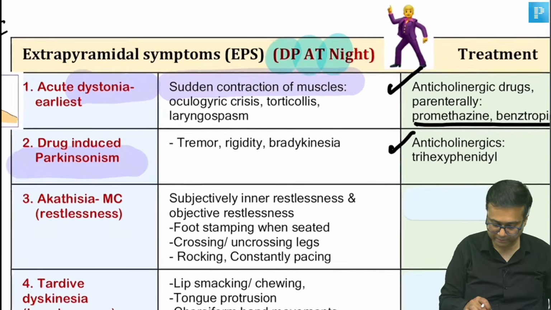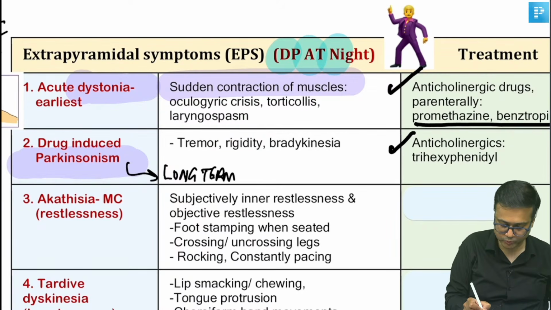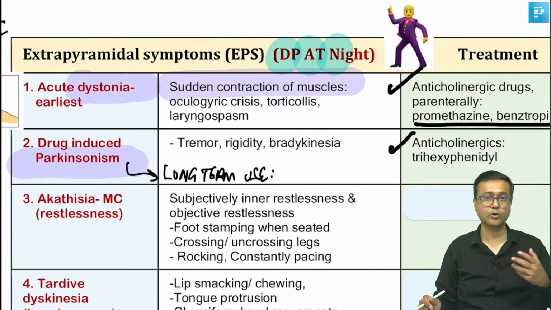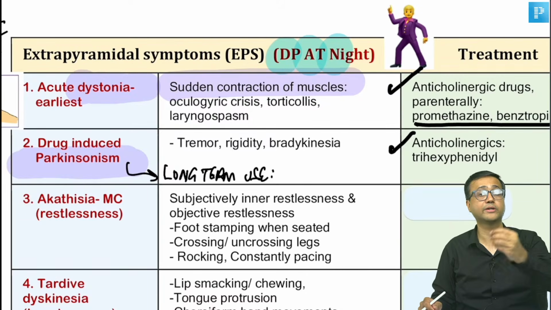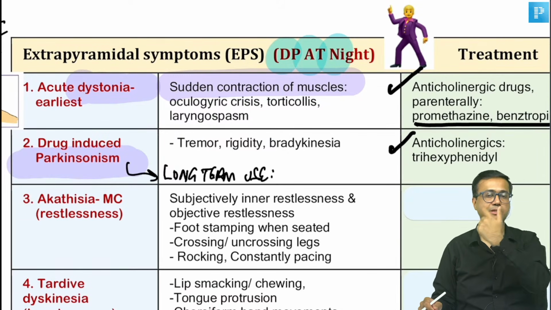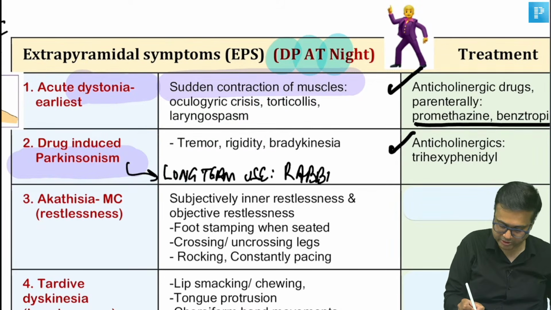But sometimes what happens is that after long-term use, a patient is on antipsychotic for a long duration, there may also be some other manifestation of this drug-induced Parkinsonism. You may see perioral tremors, sometimes you will see such vertical tremors like this, and this is known as rabbit syndrome. Very good.